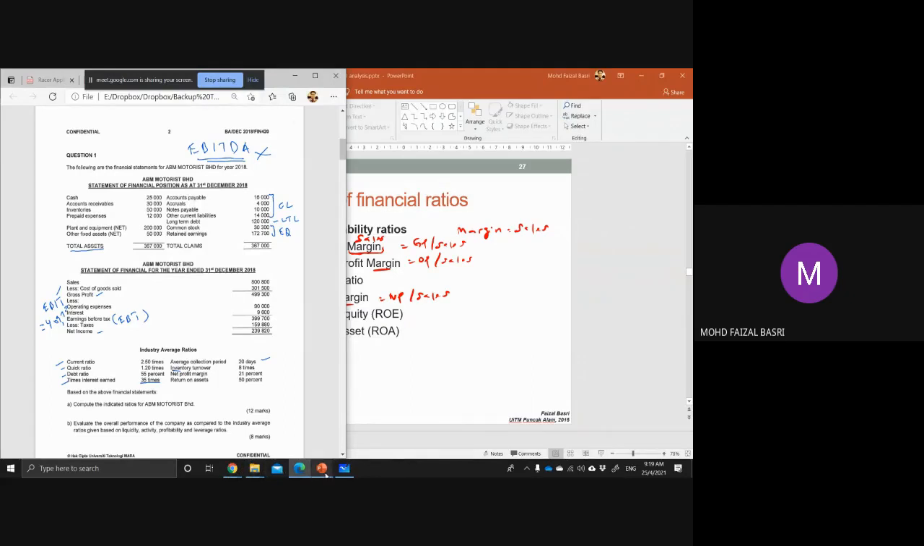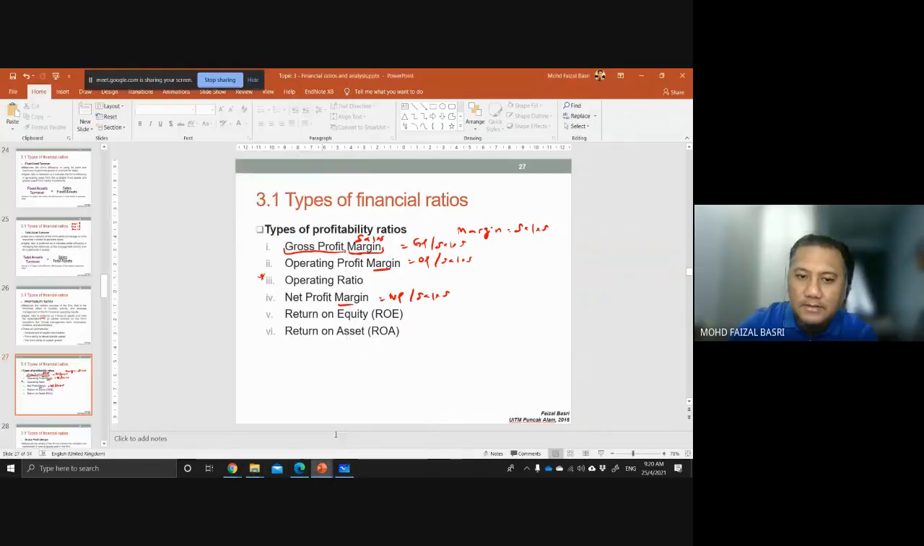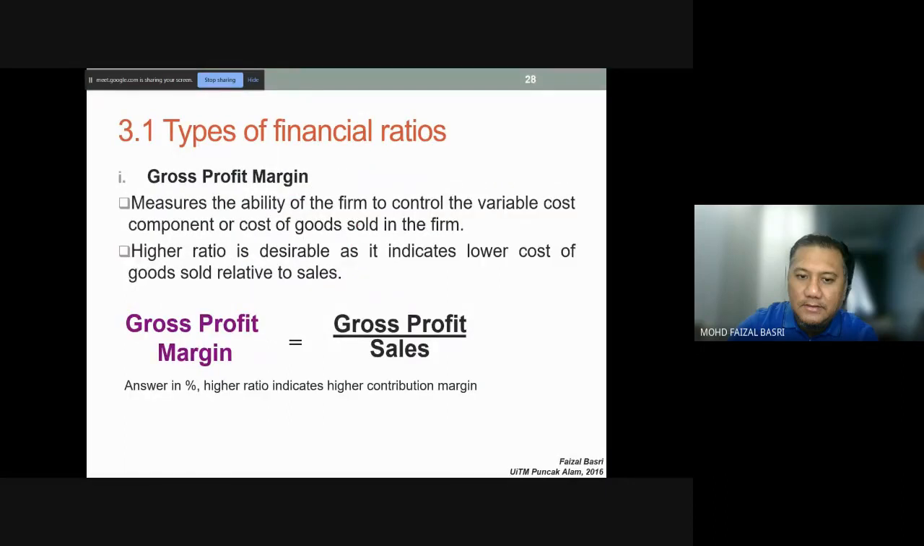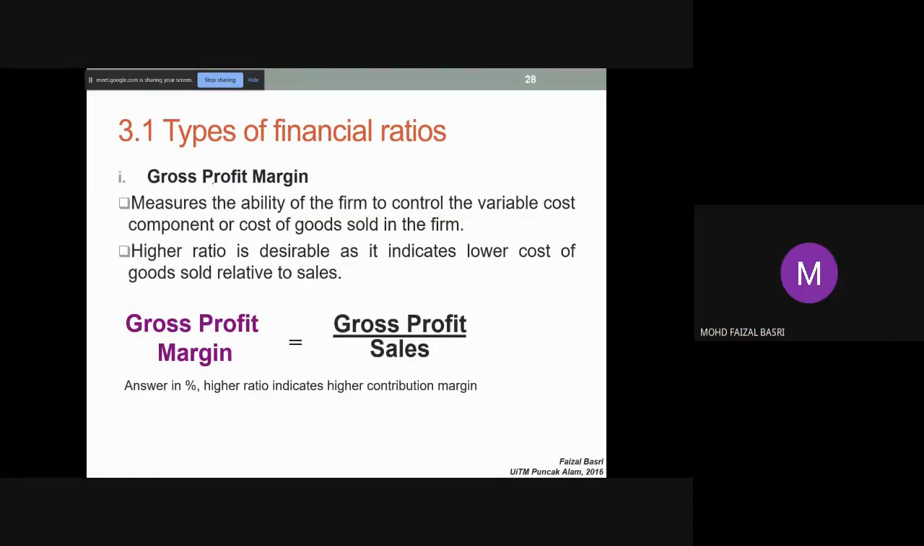First, the gross profit margin. As I said, the formula has gross profit and sales, so the formula is gross profit divided by sales. This measures the ability of the firm to control the variable costs. Variable costs are actually the cost of goods sold. So the higher the ratio is desirable as it indicates lower cost of goods sold relative to sales.